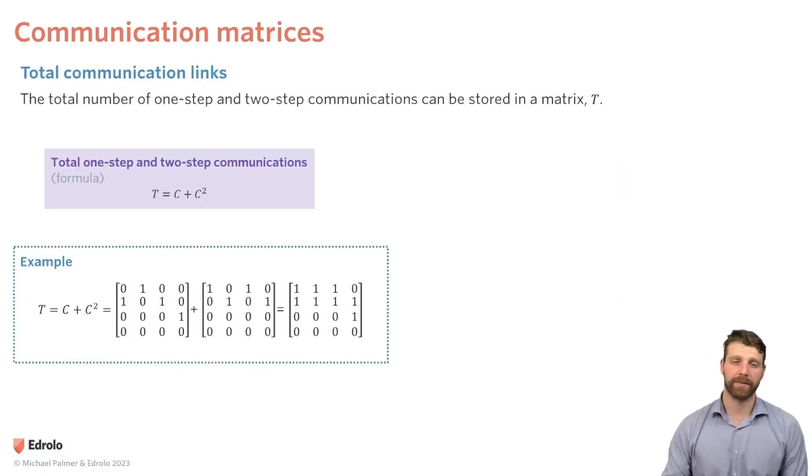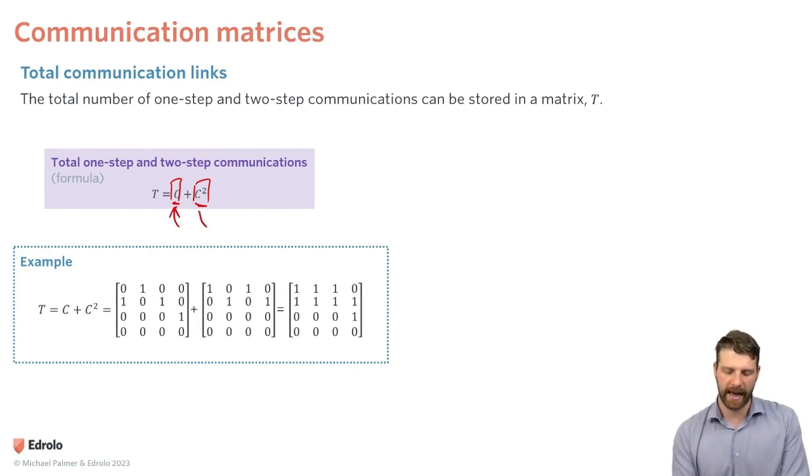All right, in general maths, we want to look at total communication links, which we're going to define as C plus C squared. So if we add these two matrices together, we're going to get all of the one-step communications from C and then add all of the two-step communications in C squared. So here we have T equals C plus C squared, and these are the matrices from before. And we can see that if we add them together, then let's just look at the first row.